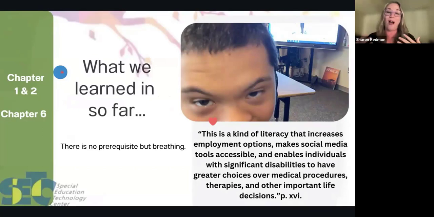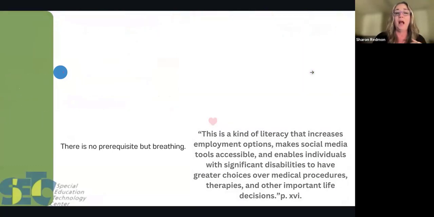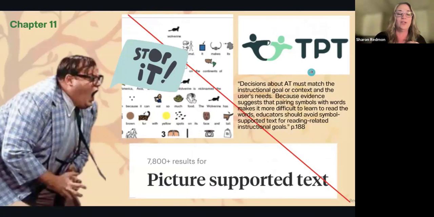So, what we learned so far. I love this picture, my friends. There's no prerequisite to reading other than breathing, right? We want to make sure that everyone has access to literacy and understand how important that is. We understood in Chapter 11 that once we know better, we do better. And we know that picture-supported text, symbolating text, really takes away from learning to read rather than adding to it.